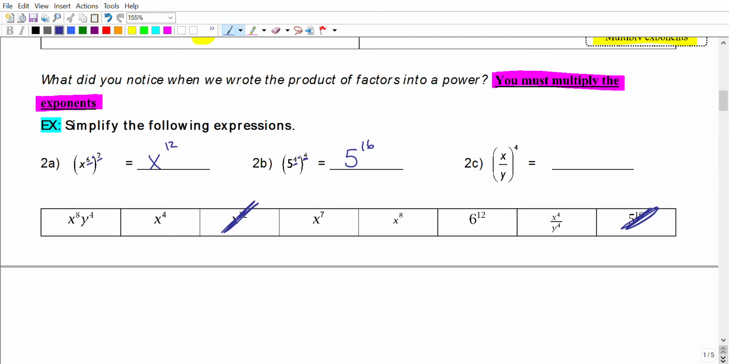All right, this next one's a little tricky. I want to make sure that you understand how to do it. And what I'm going to do is actually this.